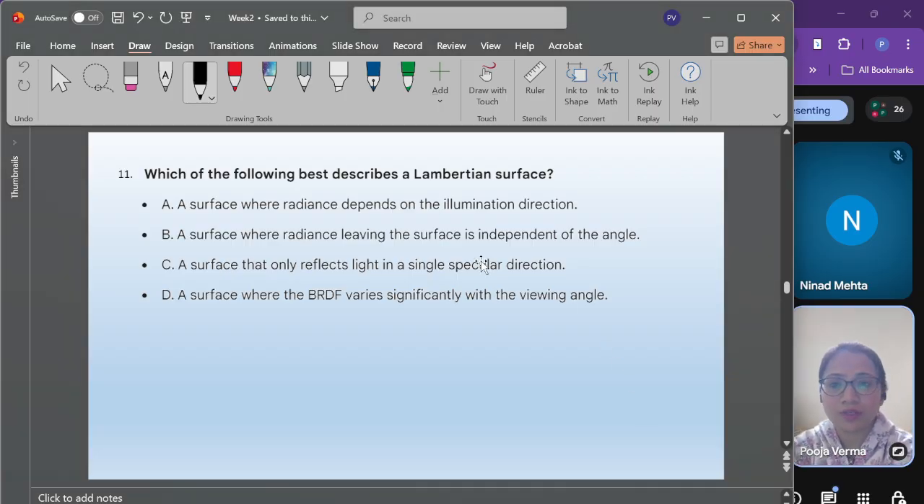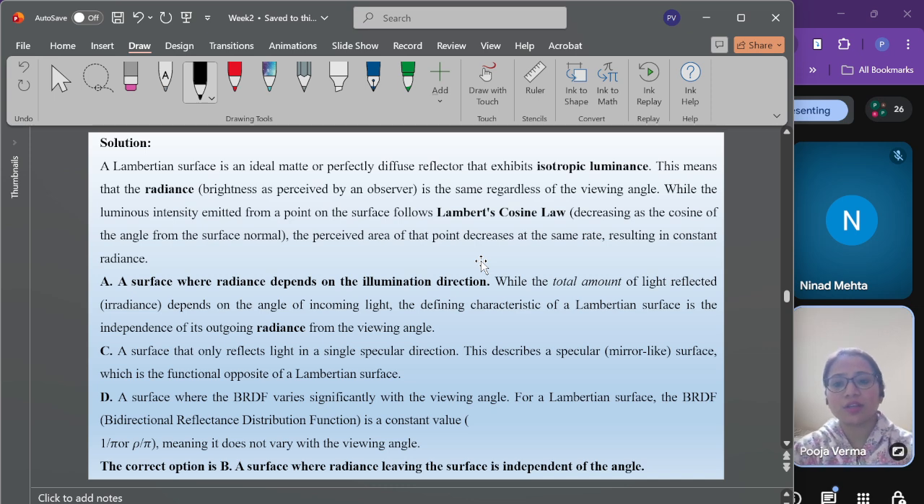Okay, so let's see the detailed solution. A Lambertian surface is an ideal matte or perfectly diffuse reflector that exhibits isotropic luminance. That means the radiance, that is the brightness as perceived by an observer, is the same regardless of the viewing angle. While the luminous intensity emitted from a point on the surface follows Lambert's cosine law, decreasing as the cosine of the angle from the surface normal, the perceived area of the point decreases at the same rate. That results in constant radiance.